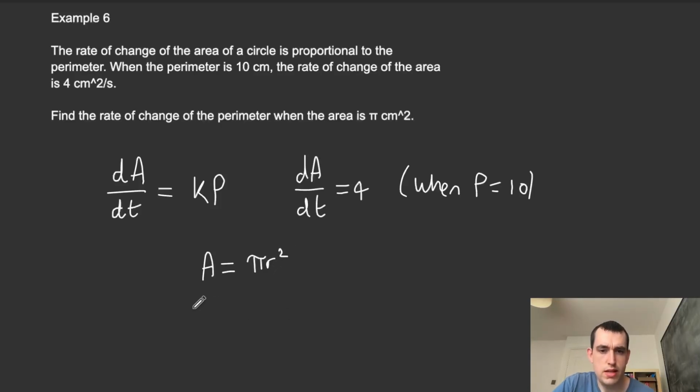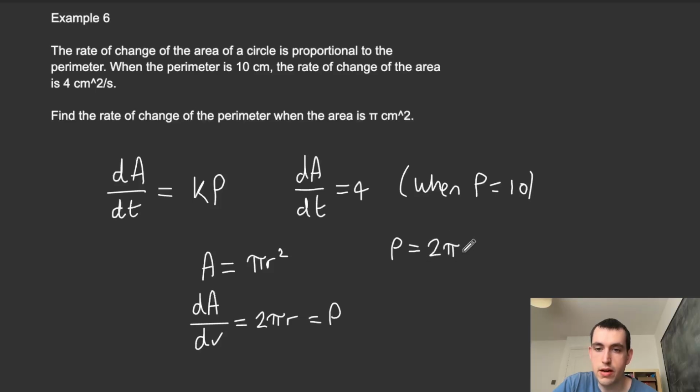So if we differentiate this, we're going to get dA/dr is equal to 2πr. But that's equal to the perimeter or circumference of a circle, 2πr. Also, if you were to take P as 2πr, you could do dP/dr, and that will give you the derivative of P with respect to r, which would just be the constant, the number, 2π.